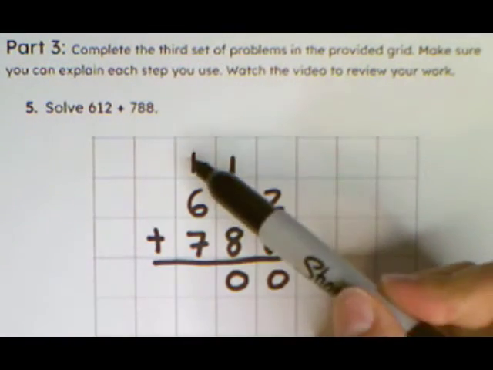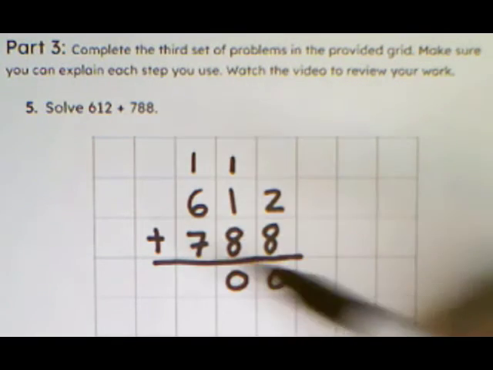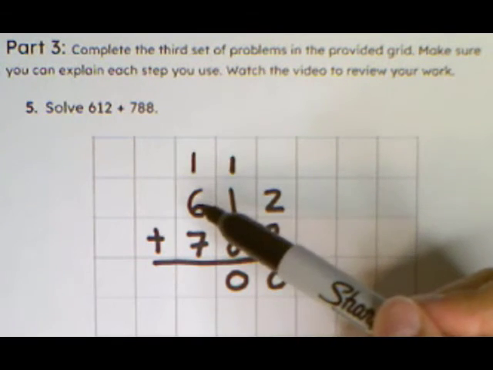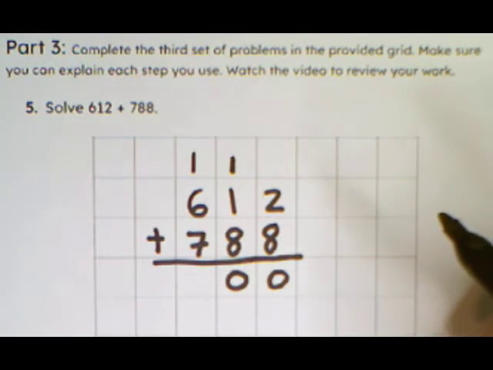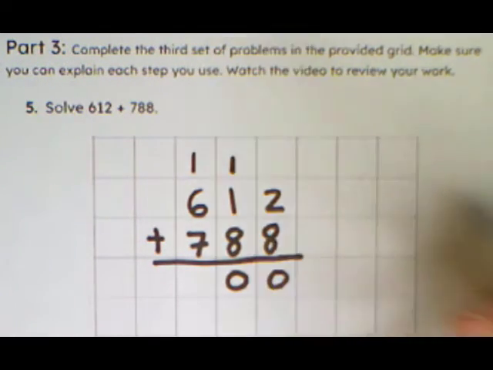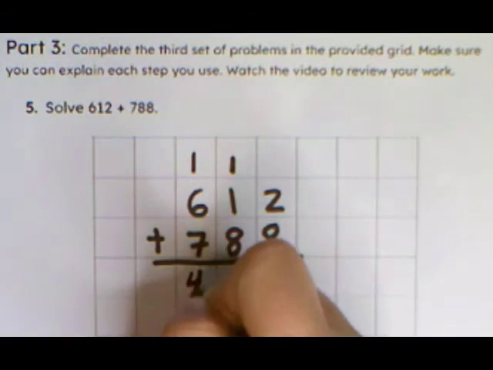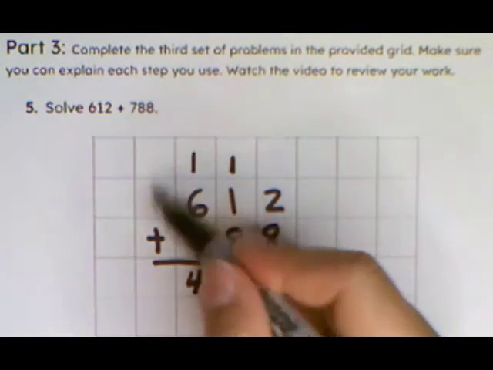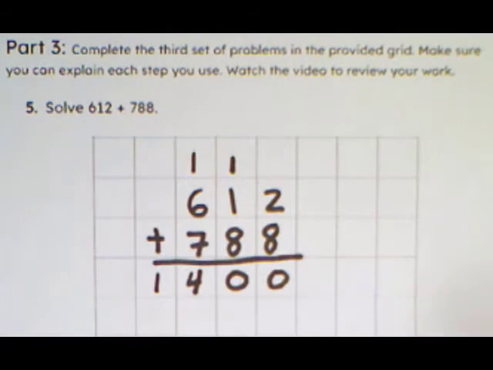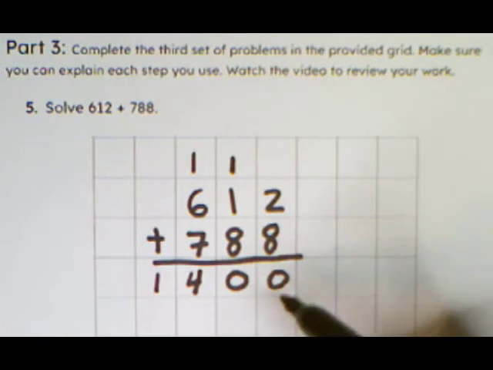1 ten plus 1 ten plus 8 tens: 1 plus 1 is 2, plus 8 is 10. 10 tens is the same as having 0 tens, but 1 hundred. 1 hundred plus 6 hundreds plus 7 hundreds: 1 plus 6 is 7, and then I have the double of 7 and 7, which would give me 14 hundreds. So I'm going to write the 4 hundreds there. 10 hundreds is the same as 1,000, so I carry that to the next column, or regroup that to the next column. So my answer in this case is 1,400.